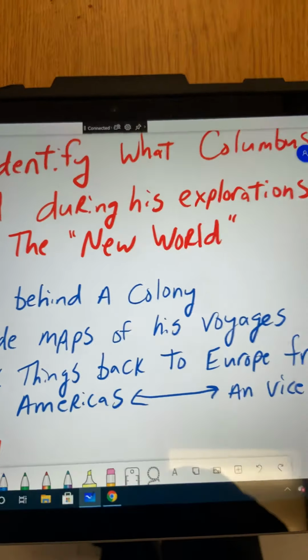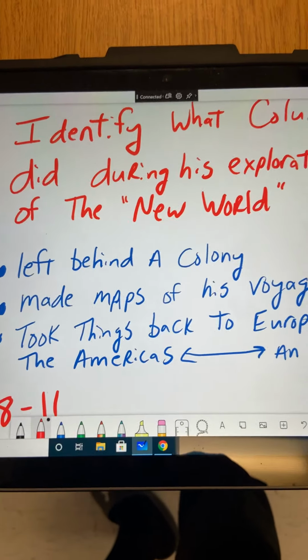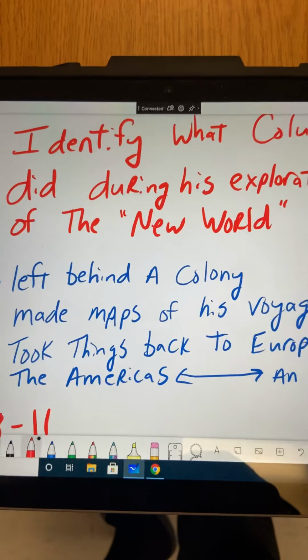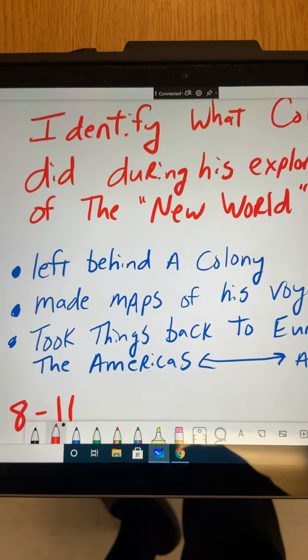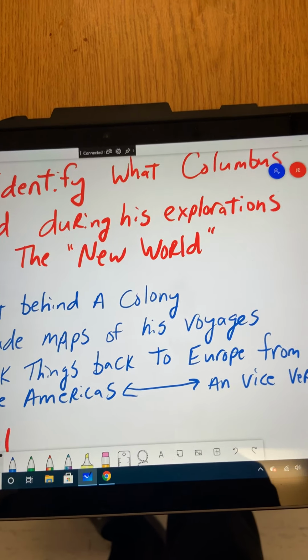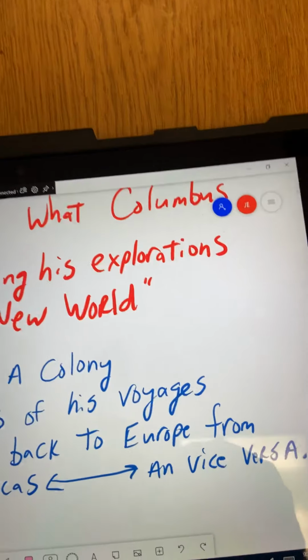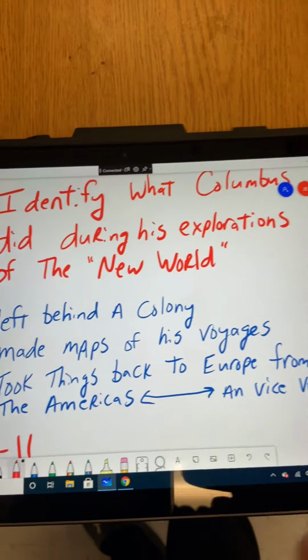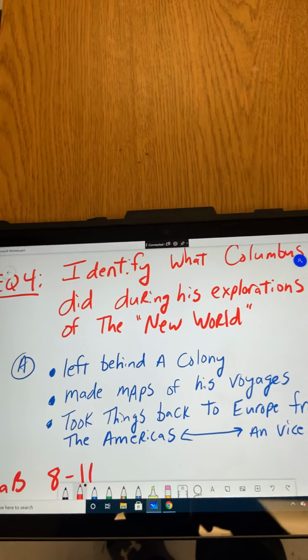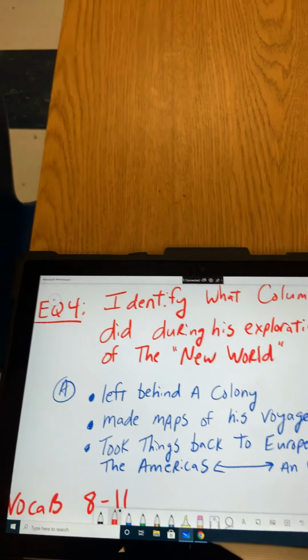in the West Indies. But the most important thing he did was that he took things back to Europe from the Americas, and he brought things over from Europe. He brought things from the New World back to Europe. It was vice versa. And that is known as the Columbian Exchange, which we'll talk about in another section of notes.